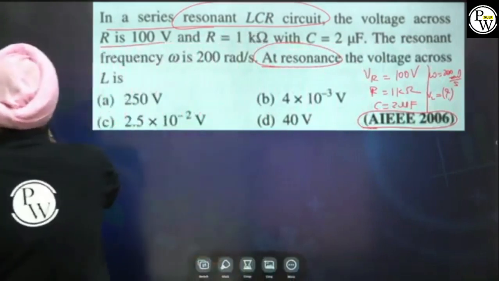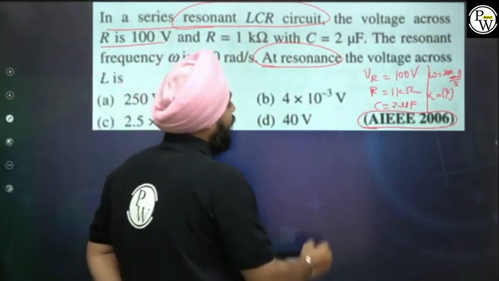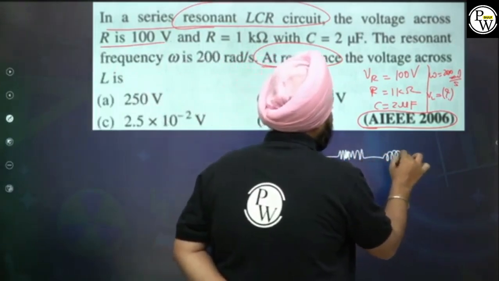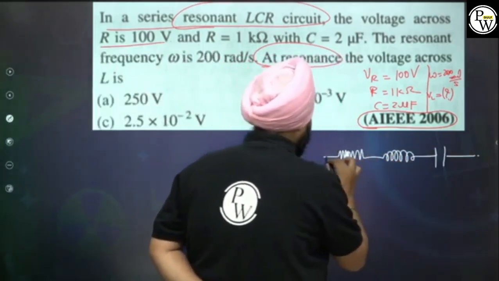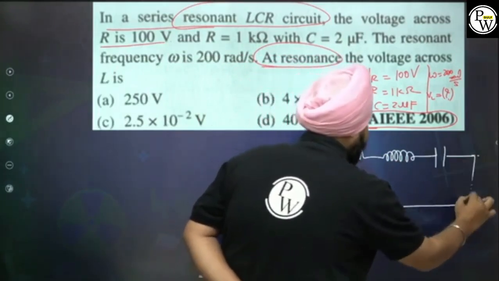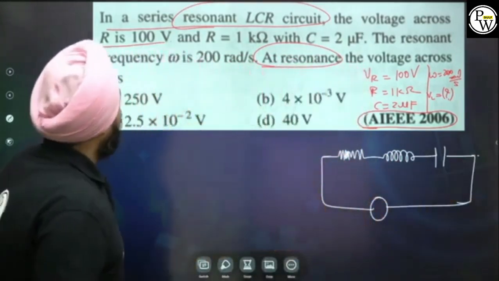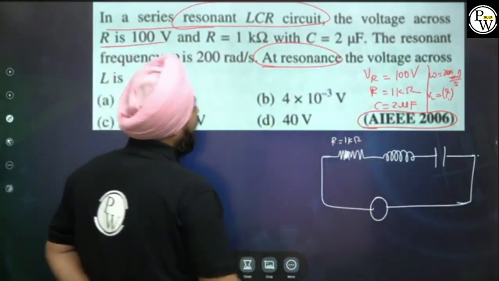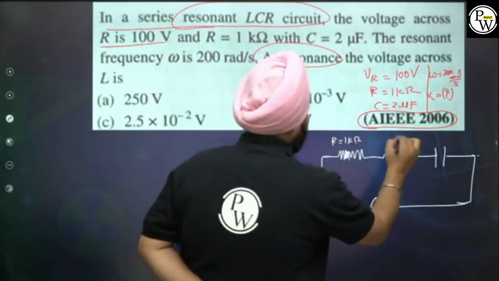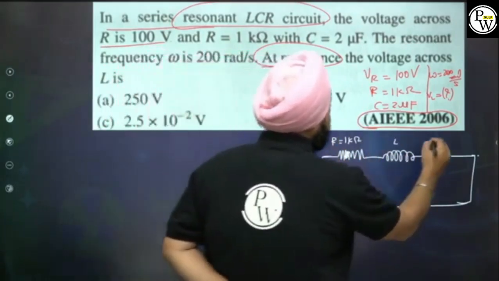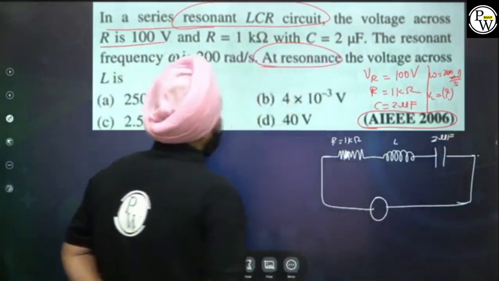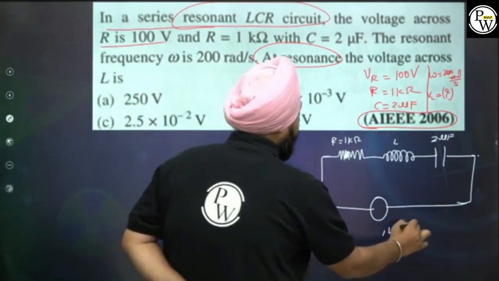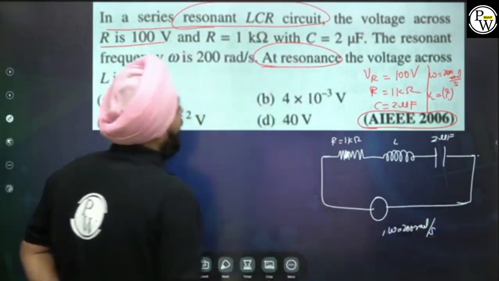Okay, first of all, let's create a circuit. Without the circuit, it is impossible to find all of those things. The circuit is somewhat like this. The value of R is given as 1 kilo ohm, the inductance value is not given, the capacitance is given as 2 microfarad, and omega is given as 200 radian per second.